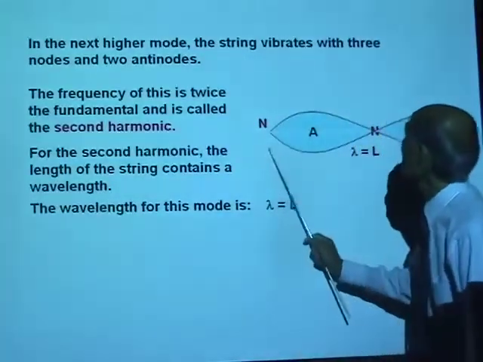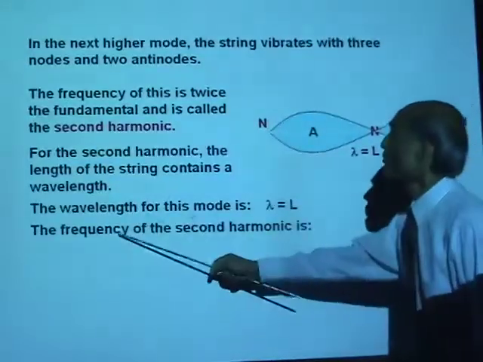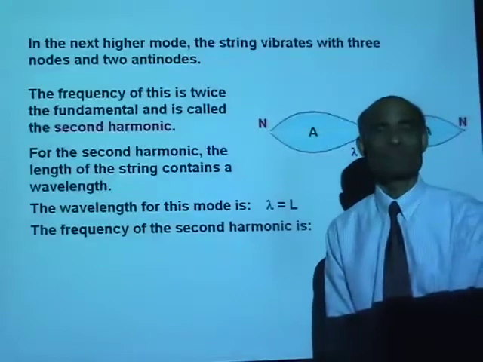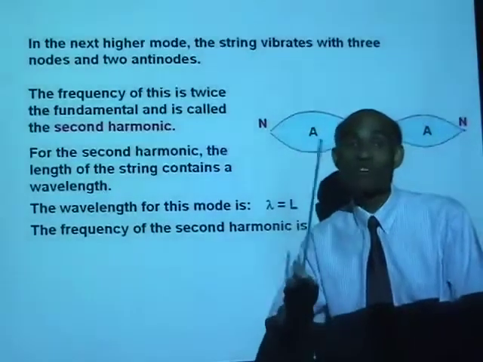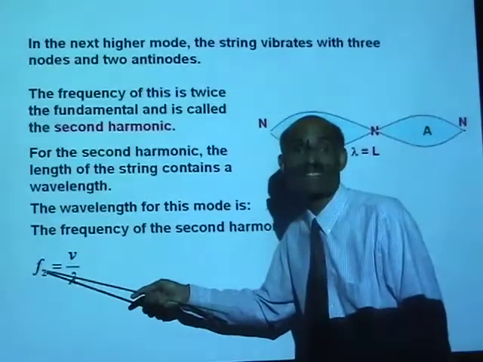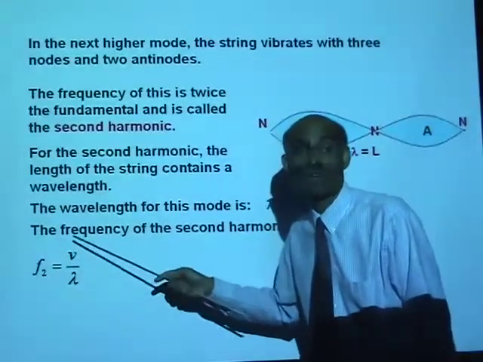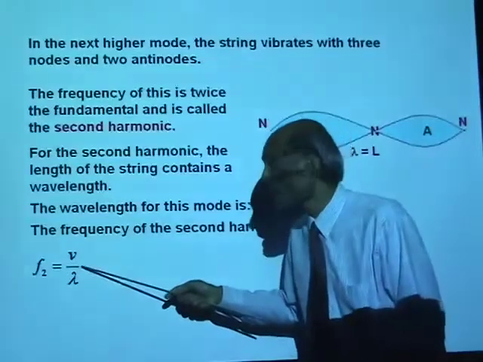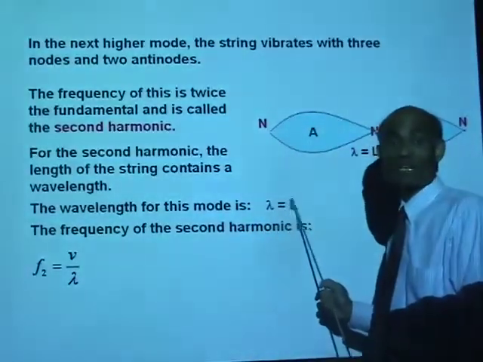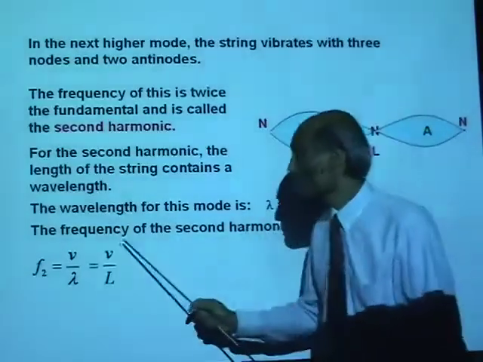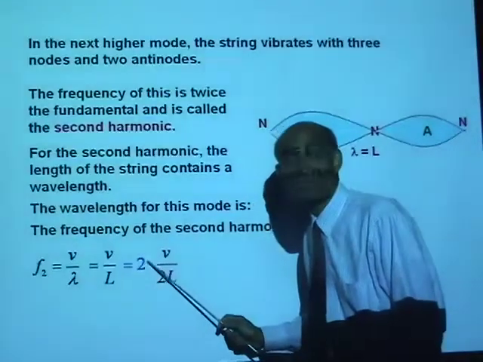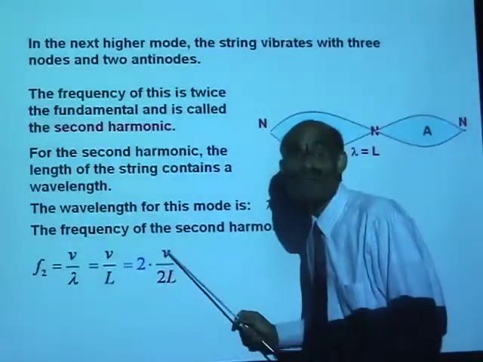Therefore, what is the frequency of the second harmonic? Well, F equals V over lambda, is that right? I'm going to call the frequency of the second harmonic F2 equals V over lambda. And what is lambda equal to for the second harmonic? Lambda equals L. So that will be V over L. And I can write this as 2 times V over 2L.